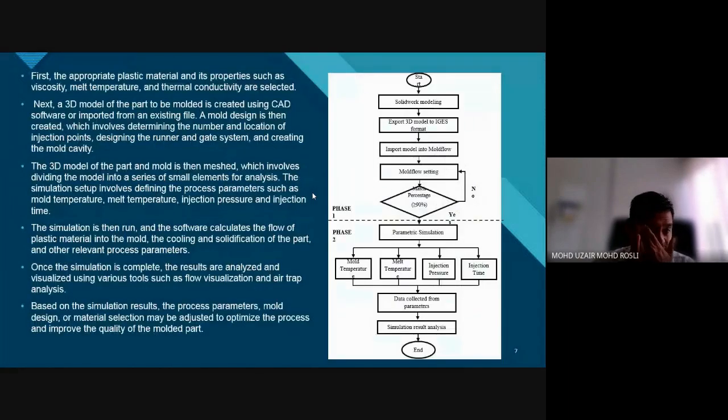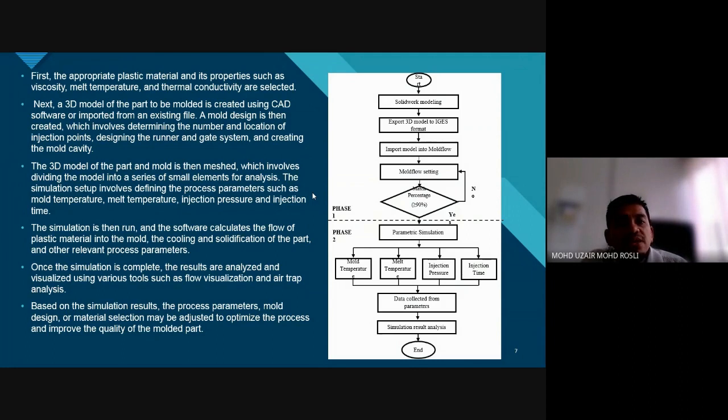So the methodology here, we can see in the flow chart. First, a 3D model of the part to be molded is created using CAD software and or imported from an existing file. The mold design is then created, which involves determining the number and location of injection points, designing the runner and gate system, and creating the mold cavity.